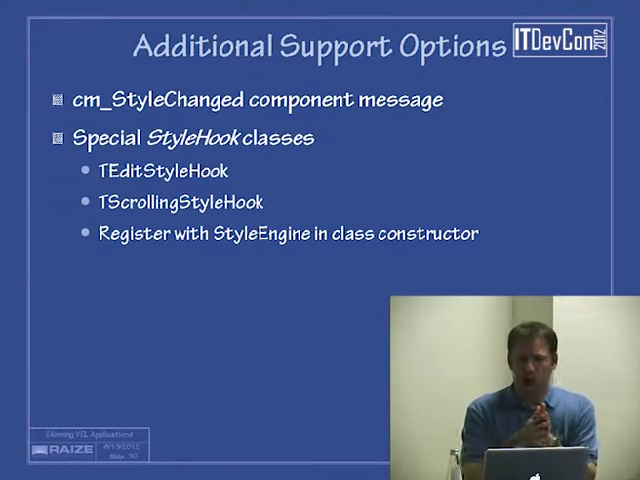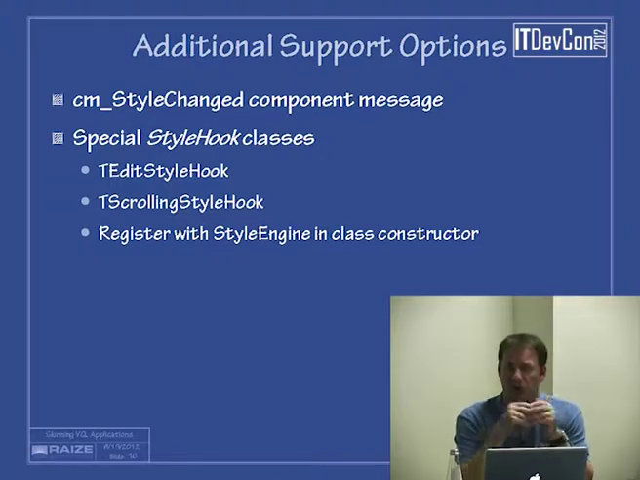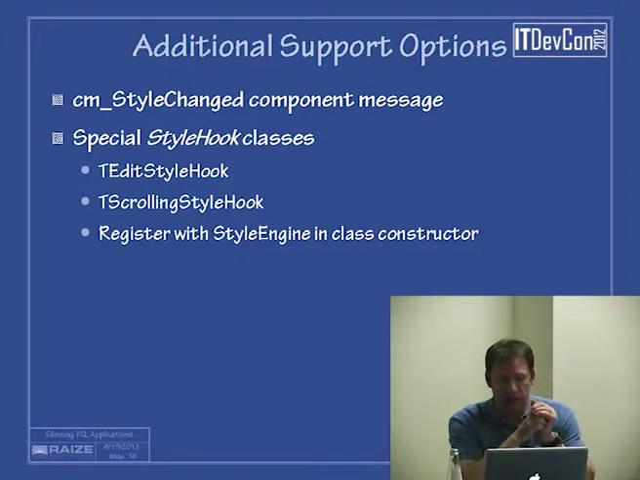Certain controls are very low level, so they don't automatically pick up the various style support. We need to do some special drawing in order to get them to display correctly. The edit box is one of these types of controls, and you can see how they get it to work inside the VCL source code. They do it through what's called a style hook class.